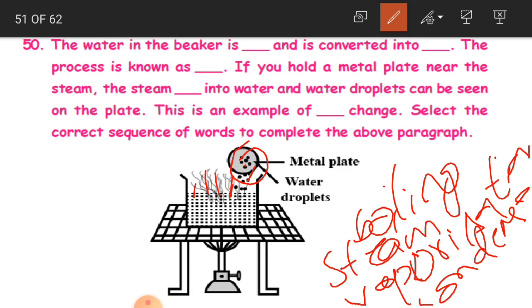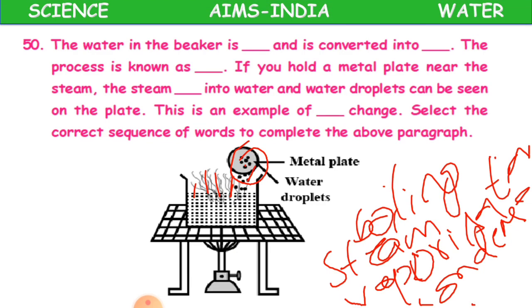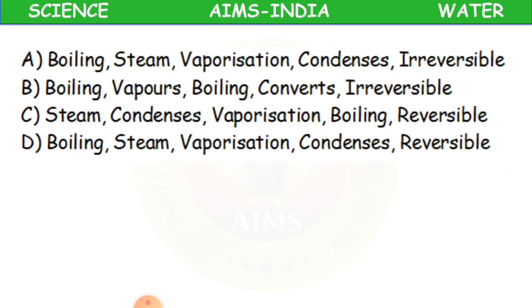And this is an example of dash change. That is reversible change. Okay children, so select the correct sequence of words to complete the above paragraph. So we have to find these options in our answers.